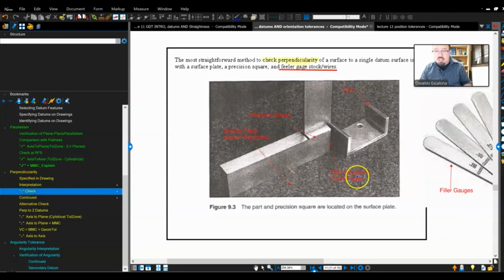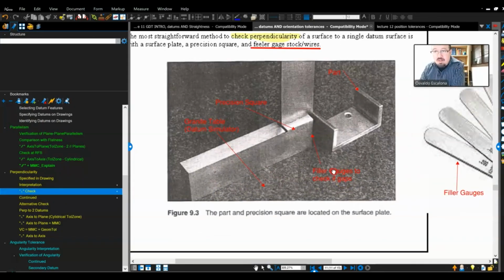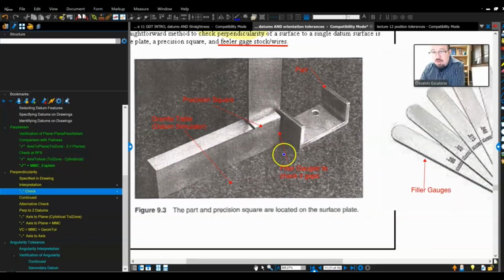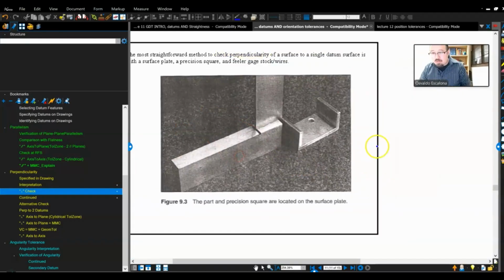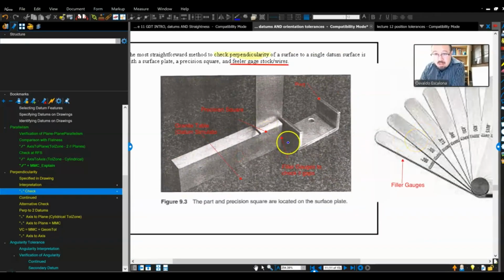How do I check it? I can check it with feeler gauges, or I can also use wires that have the diameter of this distance, right? Which in this case is 5 thou. So I can grab one of these feeler gauges and put it in the middle. This guy right here on the bottom, this is a granite table that you see there.